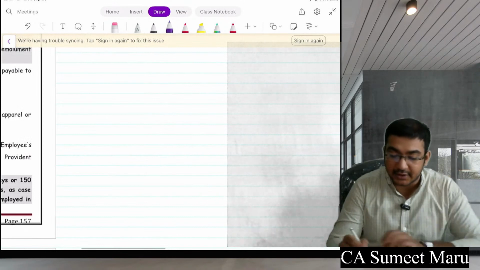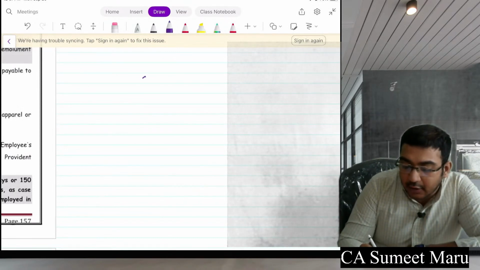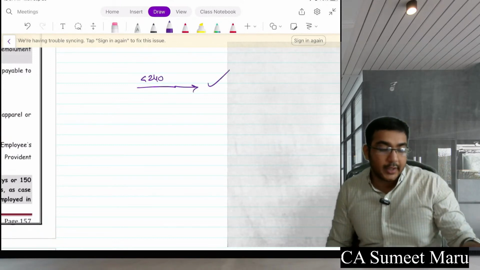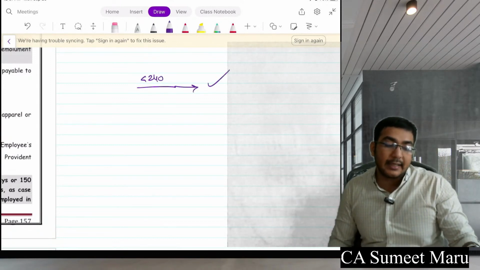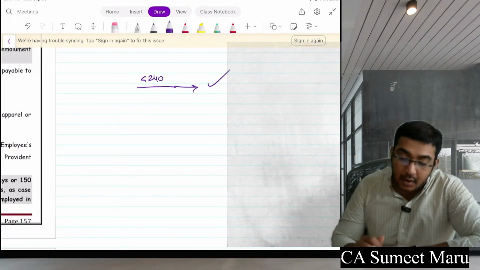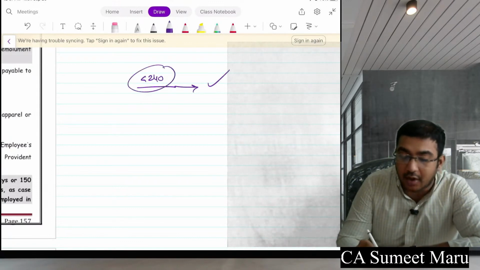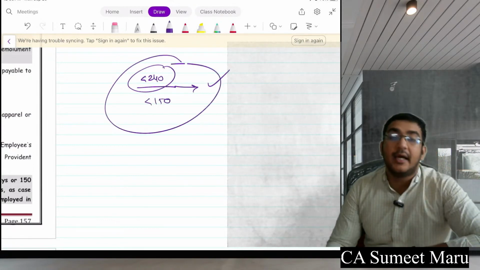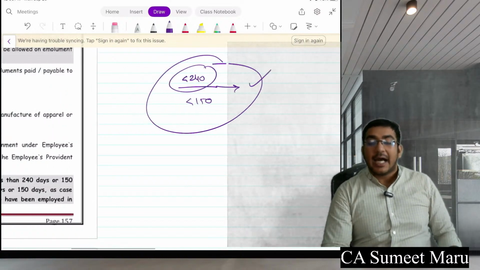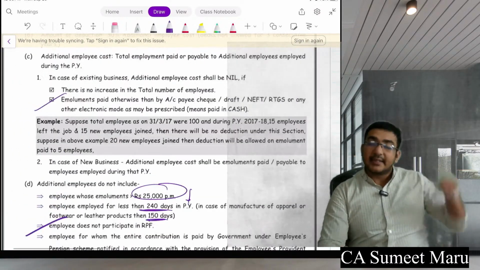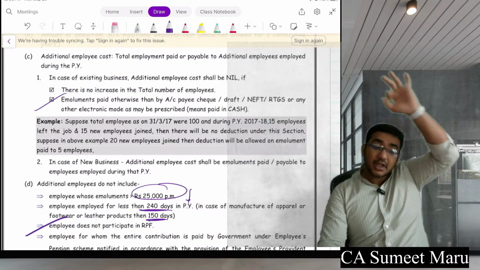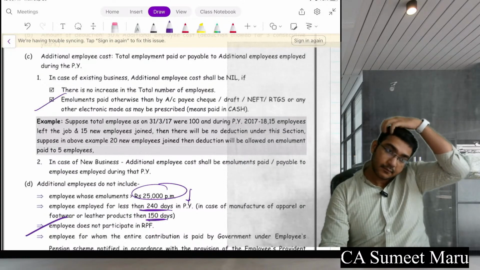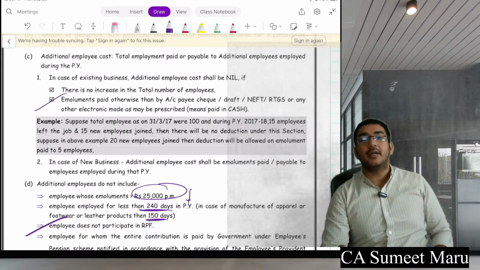Now pay attention. If someone is working for less than 240 days, maybe he will get next year. But remember, your total employees on an aggregate should increase. Also, if it is a footwear or apparel business, the limit is 150 days. He should be a regular employee and he should also participate in your provident fund, having salary less than 25,000. In this case, whatever is the salary, 30% you will get as a deduction here. Everyone clear?